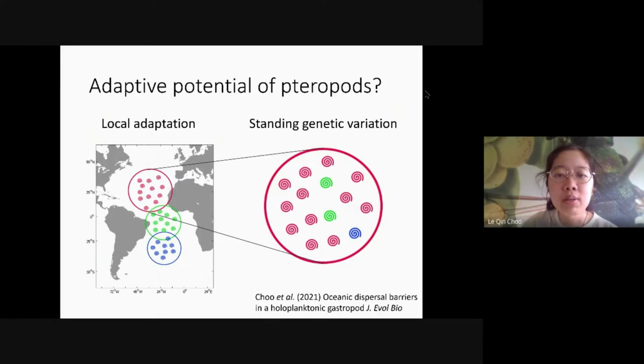Besides this, we can also look at the amount of standing genetic variation within a population to assess if they have enough genetic resources to cope with future changes. Therefore, by looking at the level of genetic diversity both within a species and within a population, we can have a better understanding of their adaptive potential. Furthermore, if we want to have an idea of their evolutionary history, we can look at their genome-wide data.